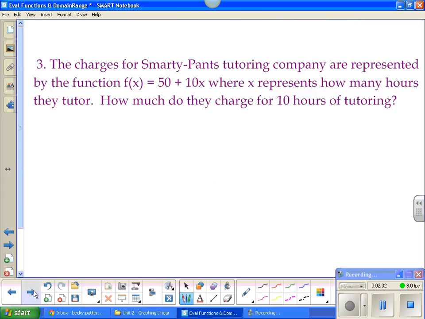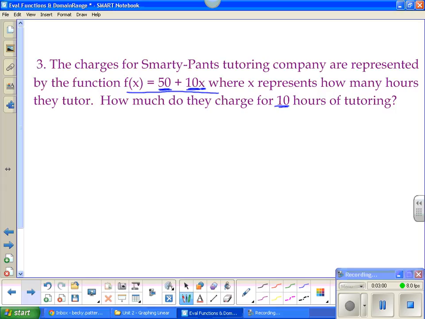The charges for Smarty-Pants Tutoring Company are represented by the function f of x equals 50 plus 10x, where x represents how many hours they tutor. How much do they charge for 10 hours of tutoring? Well, if you remember from Unit 1, this function means that they charge $50 up front and $10 per hour. I'm going for 10 hours. We did this in Unit 1. All you're going to do is plug a 10 in.